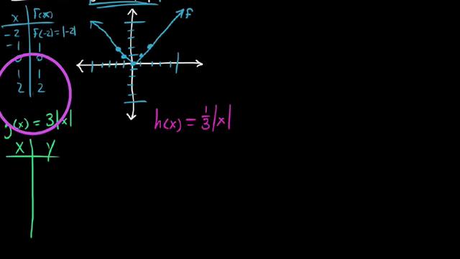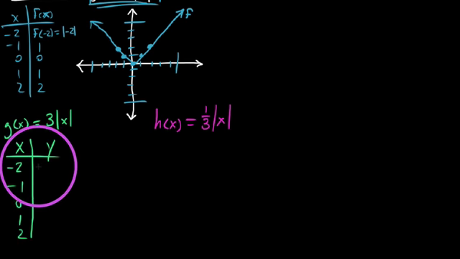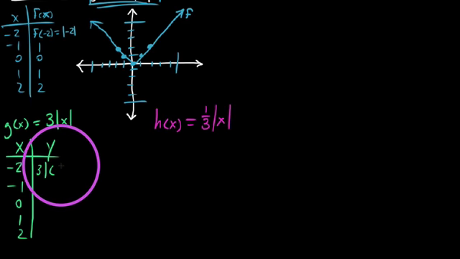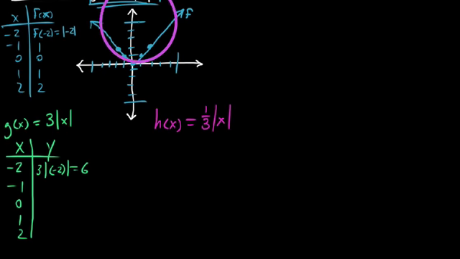That's why I made the table up here, even though we all know what this graph looks like. Let's plug in the same x values: -2, -1, 0, 1, 2. But check this out. When we plug it in this time, g of -2 is going to be 3 times the absolute value of -2. In other words, that's 3 times 2, we get 6. So already at -2, we've extended the height of this graph.